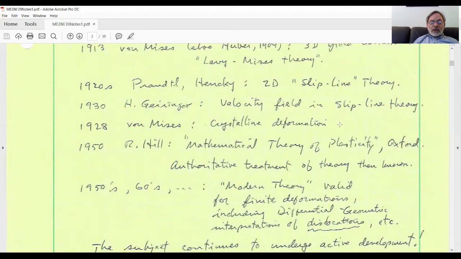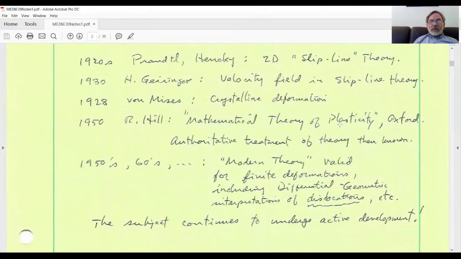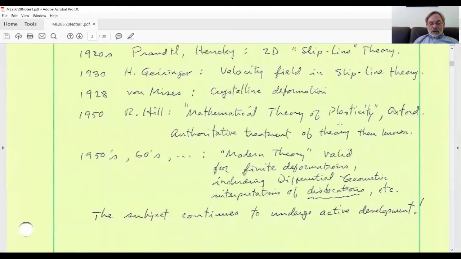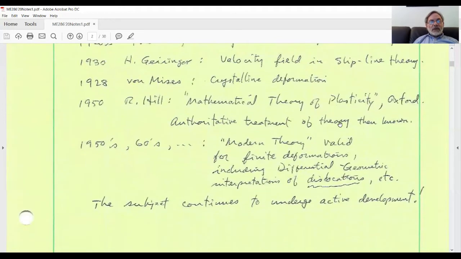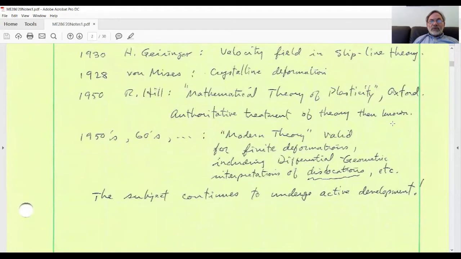Somewhat later, von Mises made a study of crystalline deformation. We'll talk a bit about, or rather extensively actually about, crystal plasticity. In the middle of the 20th century, Rodney Hill published a famous and very influential book, Mathematical Theory of Plasticity, which was an authoritative treatment of everything that was known up until that time in plasticity. And this remains a very significant and important reference to the present day.